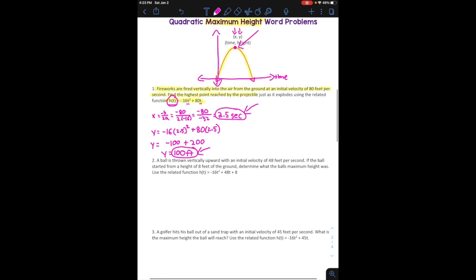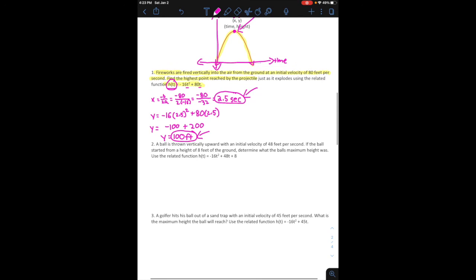Let's go on to number 2. Instead of fireworks, we're now talking about a ball that's thrown vertically upward with initial velocity of 48 feet per second. If the ball started from 8 feet off the ground, we want to determine what the ball's maximum height was. So someone threw a ball up into the air, and we want to find out how high they threw this ball.